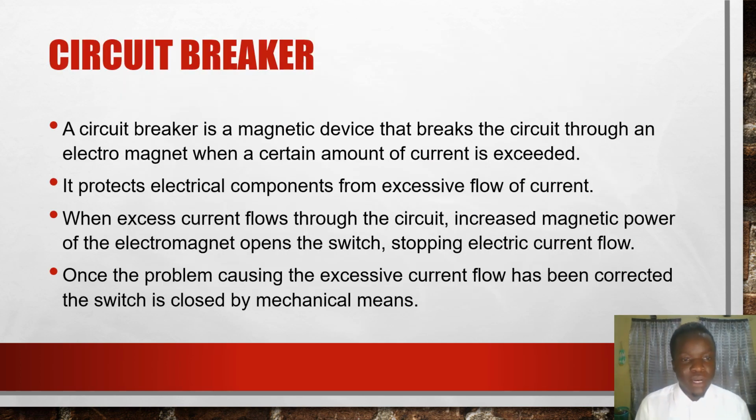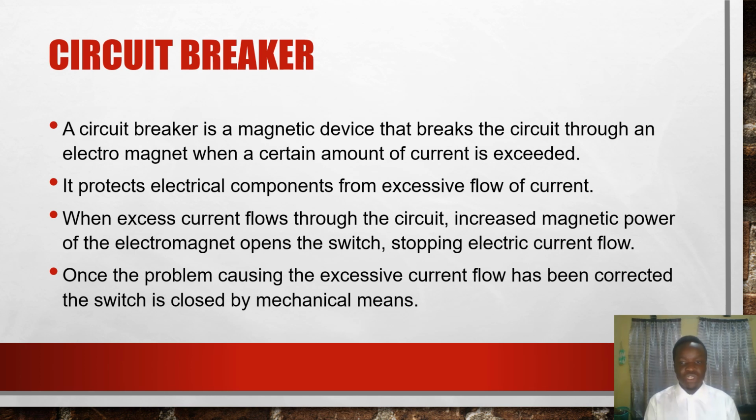The second application of electromagnets is a circuit breaker. A circuit breaker is a magnetic device that breaks the circuit through an electromagnet when a certain amount of current is exceeded, or when a circuit is short-circuited.